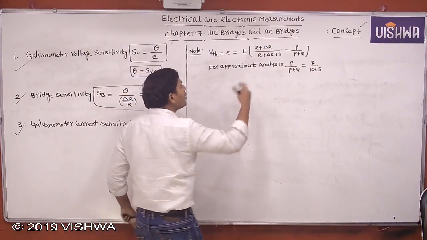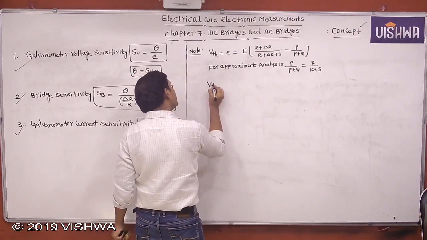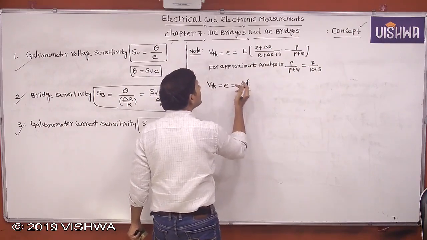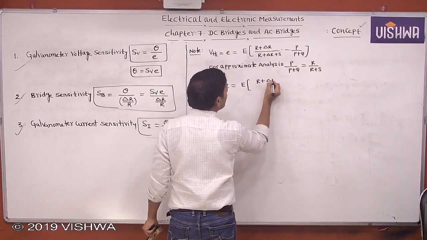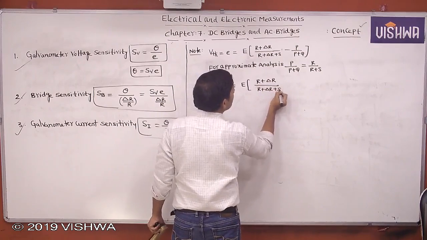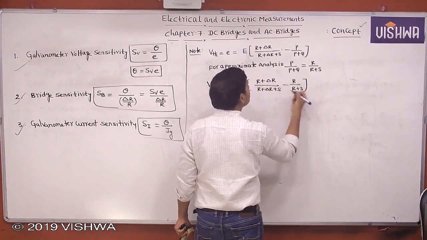But this condition I am applying in this case: P by P plus Q equals R by R plus S. Then what is VTH equal to? Capital E is the supply voltage, the battery voltage, times R plus delta R by R plus delta R plus S, minus P by P plus Q, which is R by R plus S.